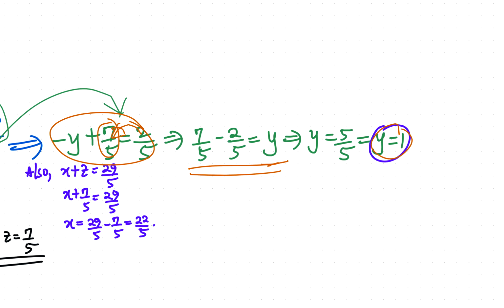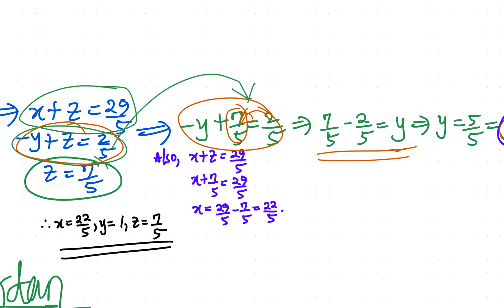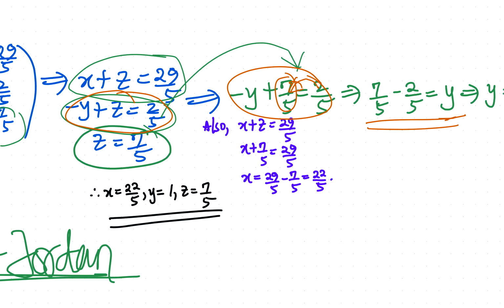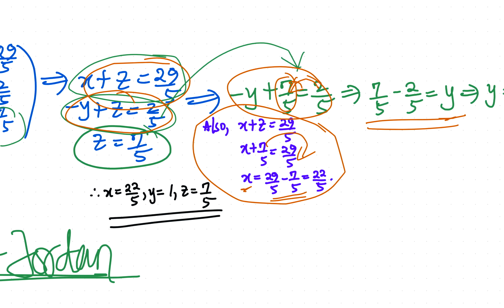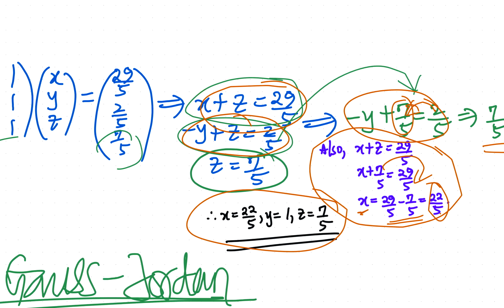You see, it's called backward substitution because you get z, you get y, and then you now go back to get x. So this is you getting x here. Also x plus z is 29 over 5, so you have x plus z, which is 7 over 5, equals 29 over 5. Now, in this case, there's no minus problem like before. So x equals 29 over 5 minus 7 over 5. The LCM is the same, so 29 minus 7, that's 22 over 5. So for Gaussian elimination, you have arrived, and this is your answer. X is 22 over 5, y is 1, and z is 7 over 5. So if you are doing Gaussian elimination, that is how you go.